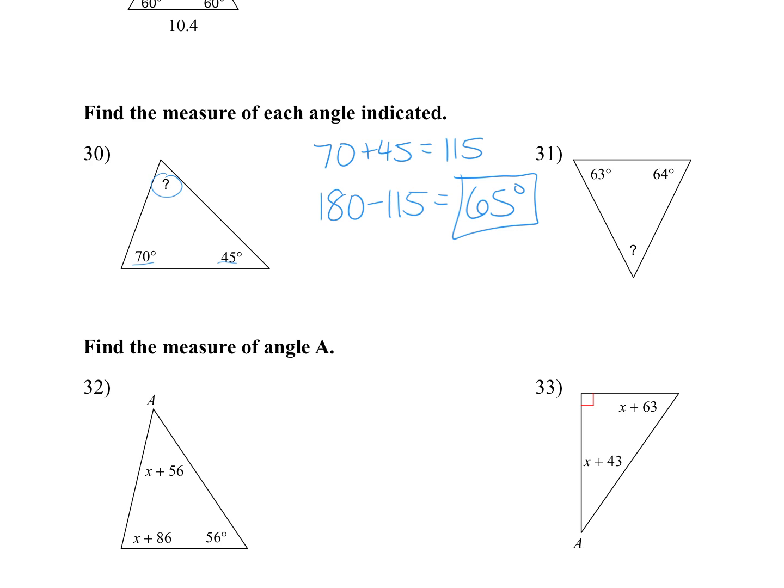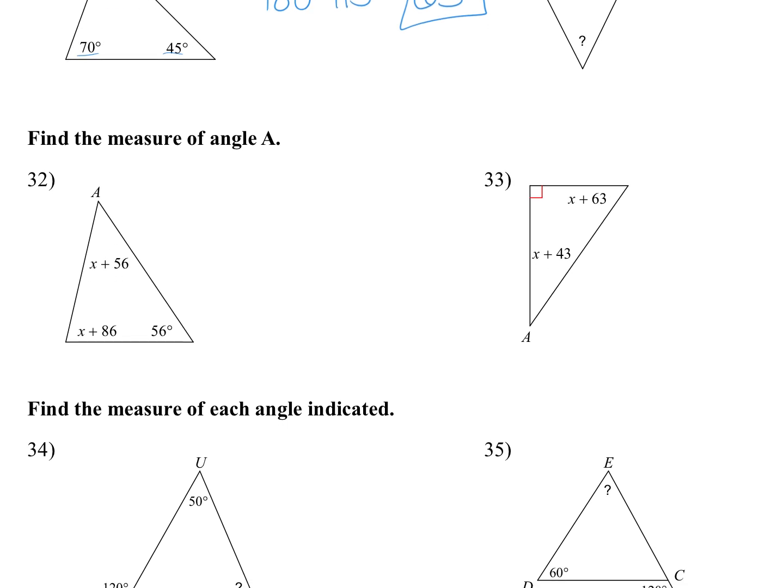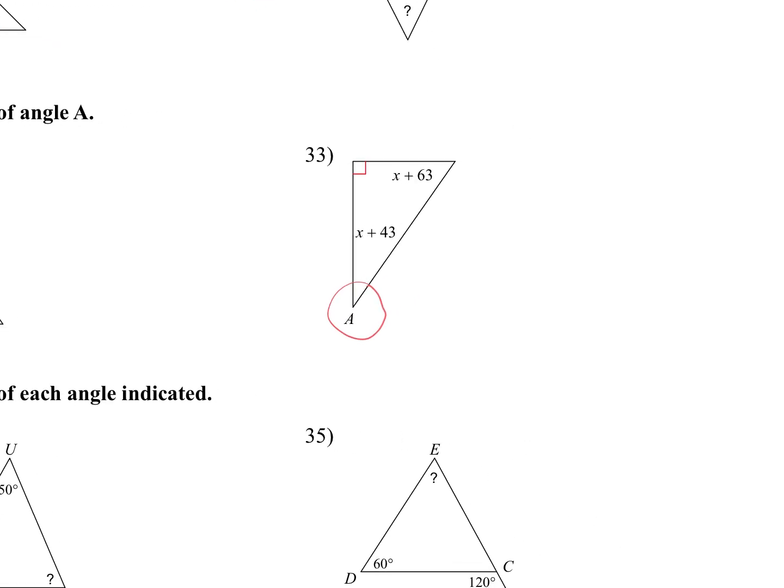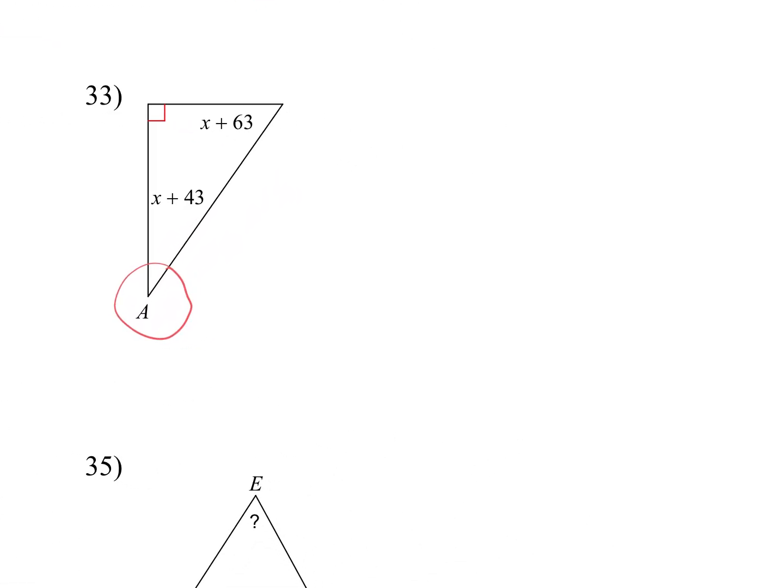Okay, I'm going to look at number 33 next. The directions tell us it wants us to find the measure of angle A. But in order to find the measure of angle A, what do we need to find first? Have to find what x equals. Question, what does this little box mean? 90. Yep. So, again, what do I know about all angles in a triangle? Add up to 180. So, how can I set this up if I know they all add up to 180?